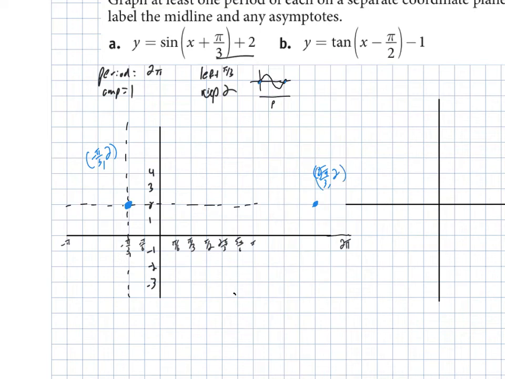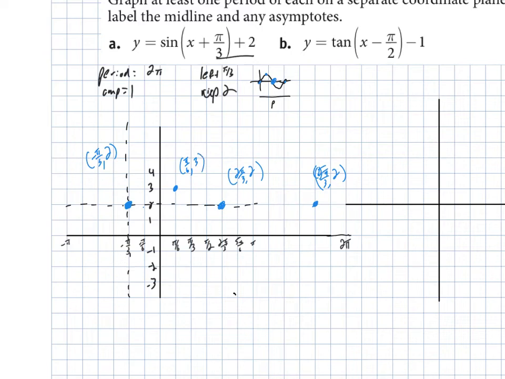Right in the middle of that, so number of blocks: 2, 4, 6, 1, 2, 3, 4, 5, 6, 7, 8, 9, 10. So this is 12. So 6 blocks, 1, 2, 3, 4, 5, 6. This would be exactly in the middle for my sine graph. So again, it's 2 pi over 3, comma 2. Right in the middle of those two is my maximum point. So my amplitude's 1, so 1 up from where I'm at, so that's 3 blocks. So that's going to be at pi over 6, comma, positive 3.